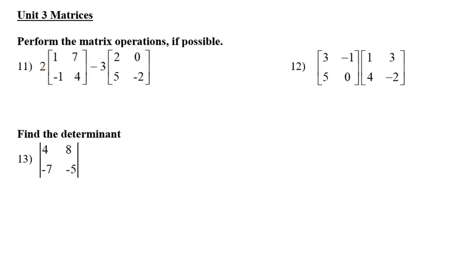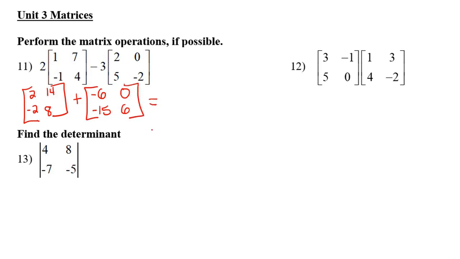So first thing here, I'm going to do some distribution because this is a scalar multiple. So I'm going to multiply that in. So I'm going to multiply a 2 in. There we go. Now this right here, this negative 3, I recommend multiplying in a negative 3 and then just turning it to positive in the middle. So negative 6, 0, negative 15, and 6. Now I'm just going to add like elements. So 2 plus negative 6 is negative 4. 14 plus 0 is 14. Negative 2 plus negative 17 is negative 17. And 8 plus 6, that's 14. That is my answer. How nice was that?